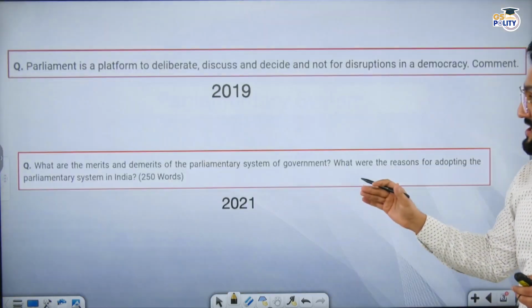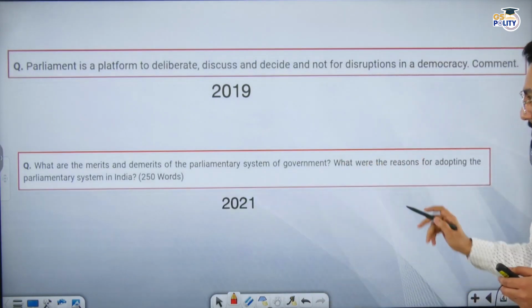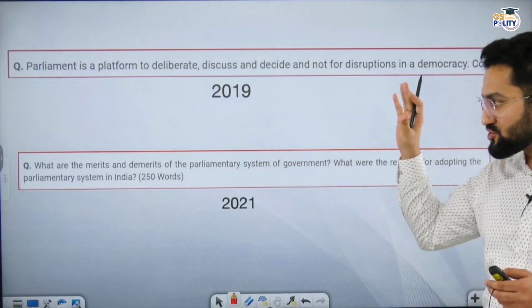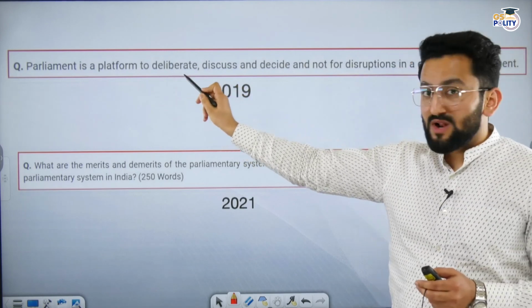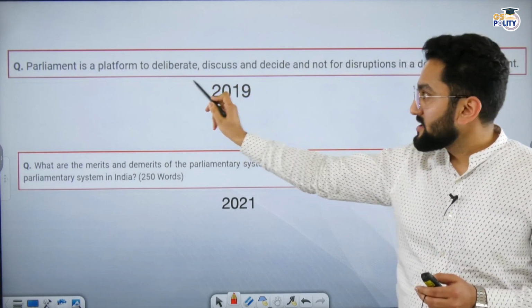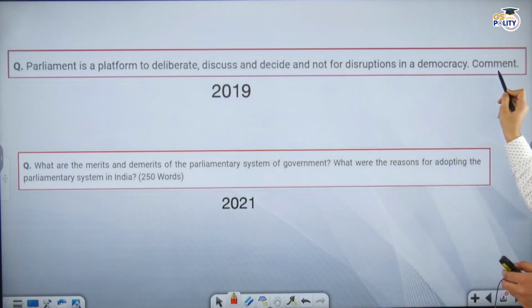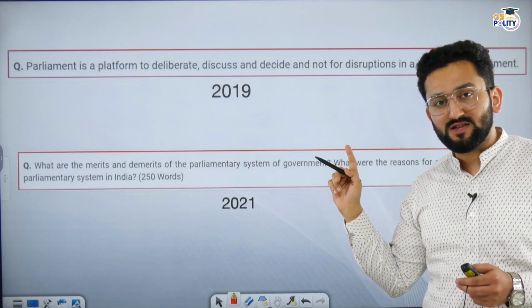So in mains you can take a look at these questions of 2019 and 21. Even though we are just starting, you just read this question. At least you should have an idea what kind of approach is needed. Parliament is a platform to deliberate, discuss and decide, not for disruptions in democracy. Comment. So why has this question been asked?